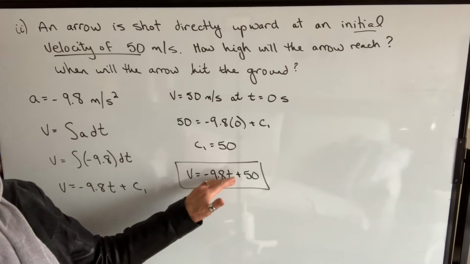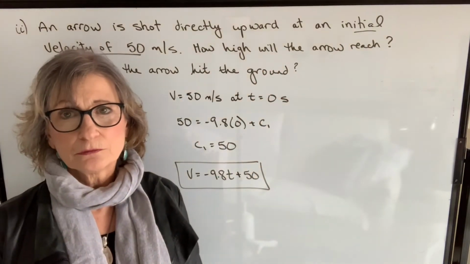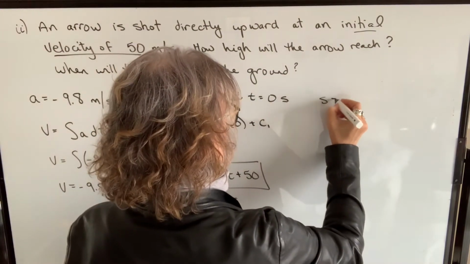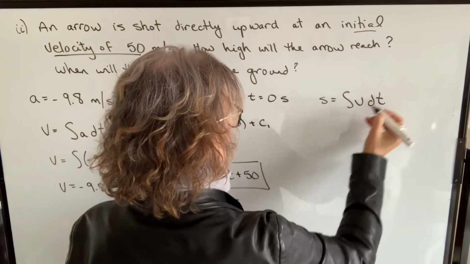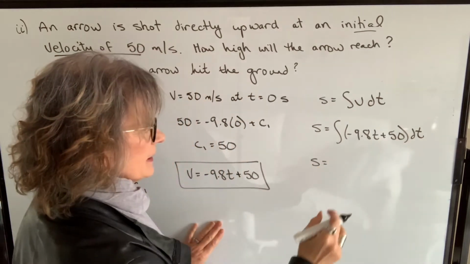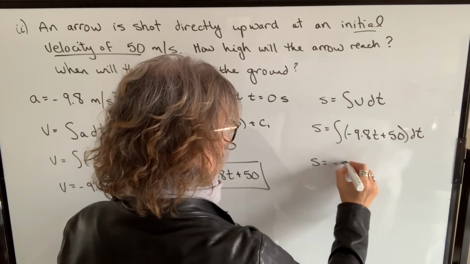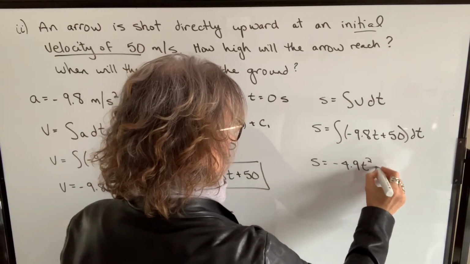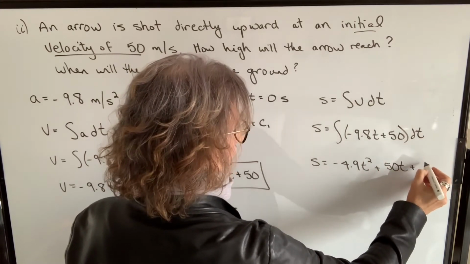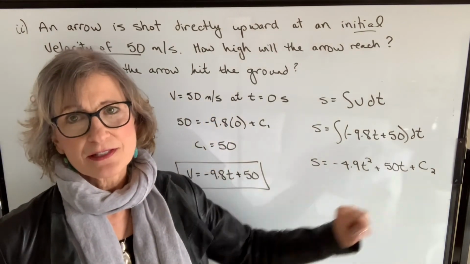Now that we have that function, we can now find the function for displacement, because we want to know how high the arrow will reach. So that's displacement. So our function for displacement is the integral of velocity. When I integrate this, the integral of the first term, divide this by 2 because my exponent is 2, so it will be negative 4.9 t squared plus 50t plus, anytime you do integration, you have a constant of integration. This time I'll call it C2.